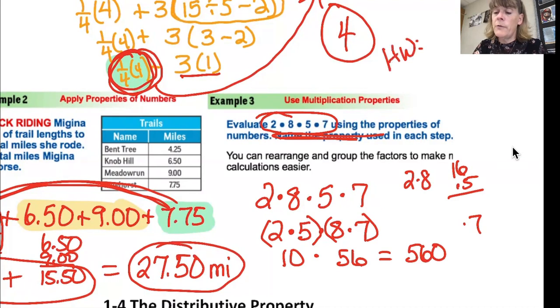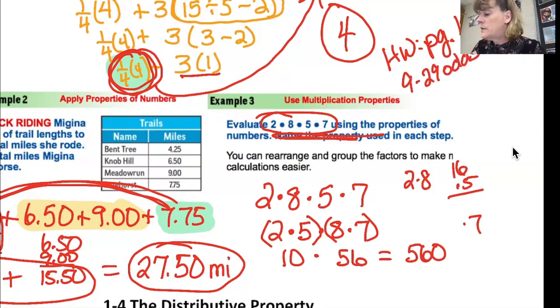Your homework for this assignment is page 19. It is 9 through 29 odds. And on that 9 through 29 odds, you do not have to state the properties that you're using. You just go ahead and use PEMDAS to solve it out. And 30, 48, and 61 through 64.